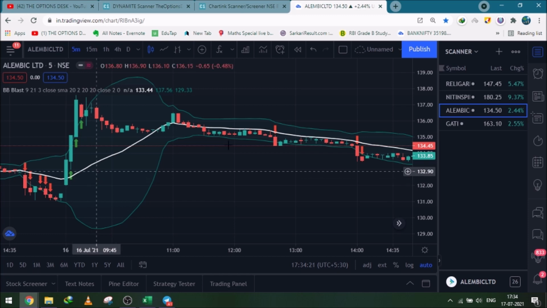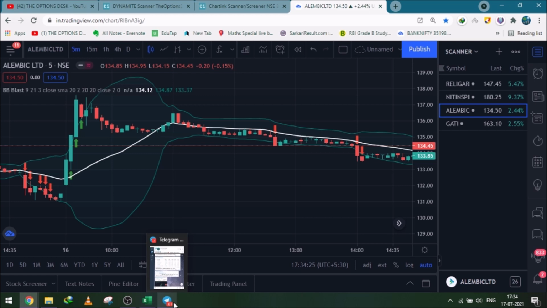Okay, now the back testing and seeing how the scanner has worked. I have myself back tested the data, and the scanner has worked really well in the past data.